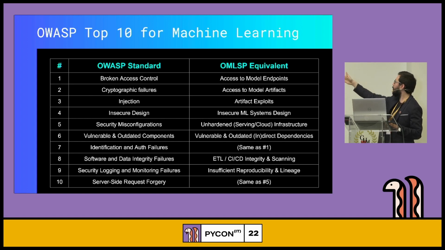But here you can see that for broken access control, we talked about black box access to model endpoints; cryptographic failure, white box access to the models; injection, artifact exploits; insecure design, that's at the infrastructure level; security misconfigurations, again, at the configuration of the infrastructure, et cetera, et cetera.